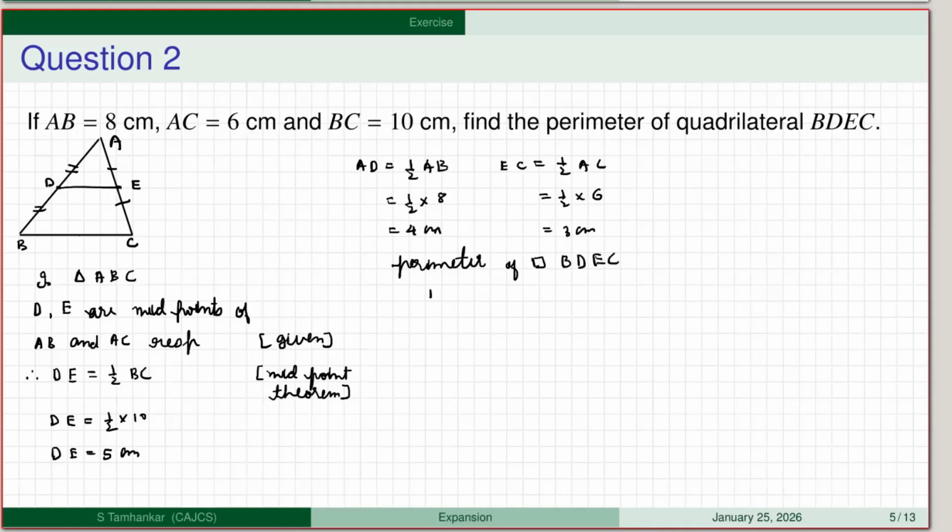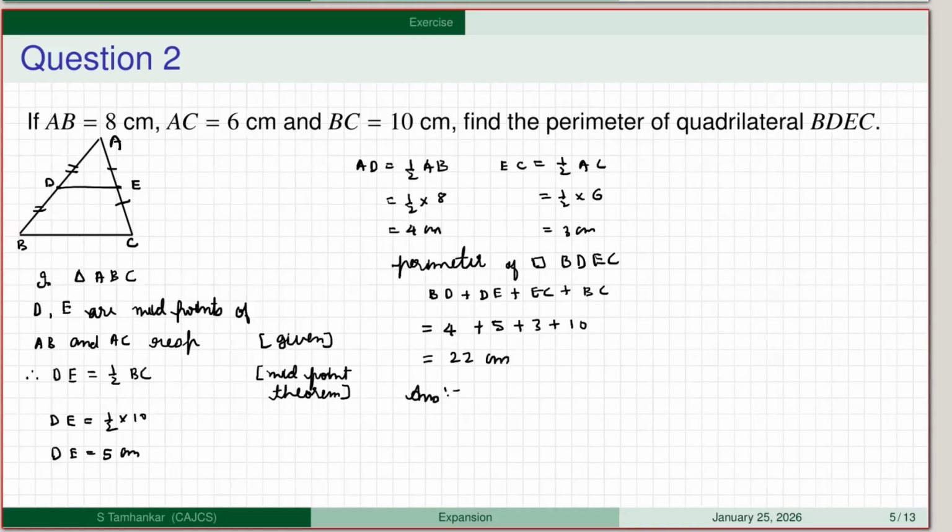BDEC is equal to BD plus DE plus EC plus BC. So you know that AD and BD are equal, so we get BD as 4. Okay, DE we have got as 5, this is 3 and that is 10. So this will make 22 centimeters the perimeter.